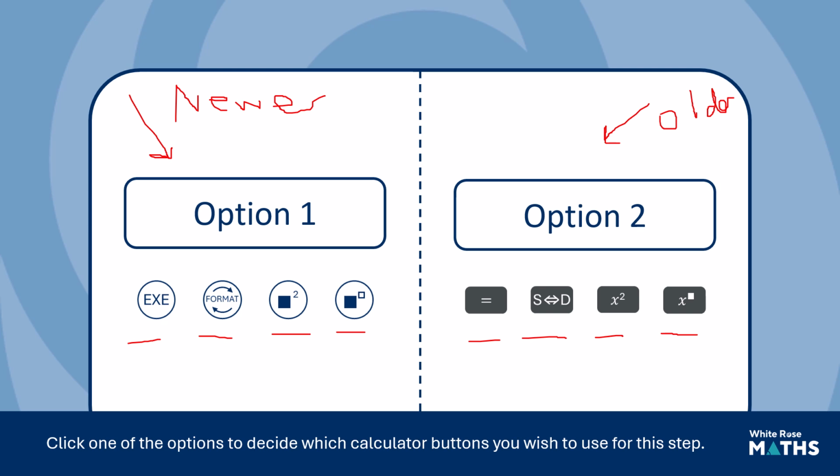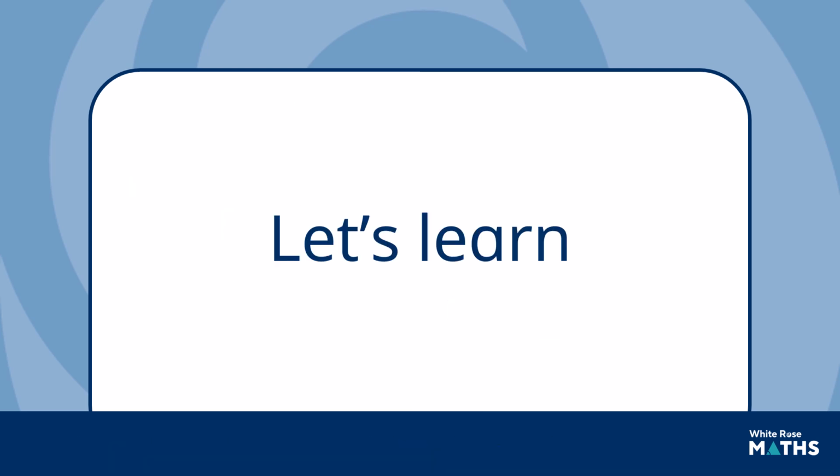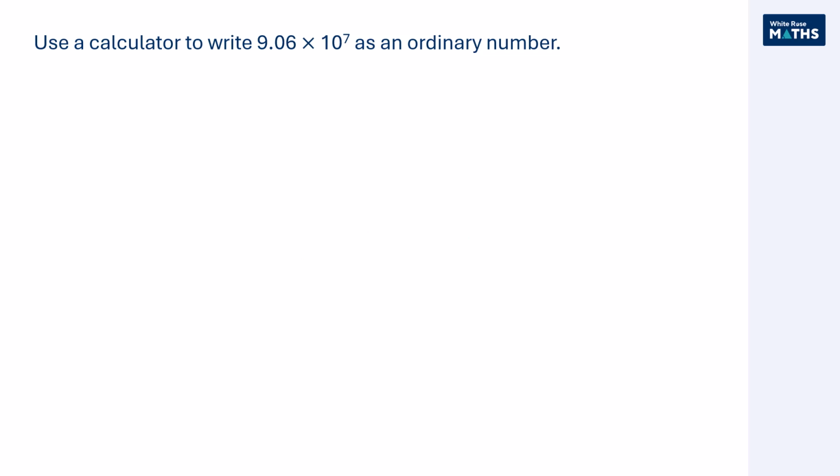I've got the Casio FX85 GT CW. So this is the ClassWiz. I don't want to be harsh, obviously the other ones I think are a bit simpler, but this one's still okay. I'm going to do a video going through how to use this calculator, the FX85 GT CW, for your upcoming calculator exams, or any time you need to use a calculator. Okay, let's learn. Use your calculator to write 906 times 7 as an array number.